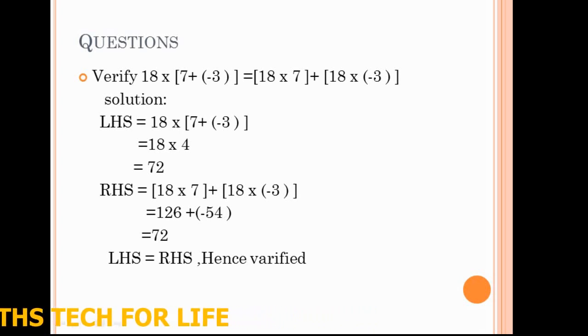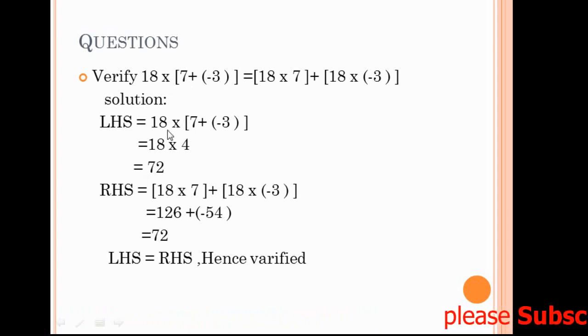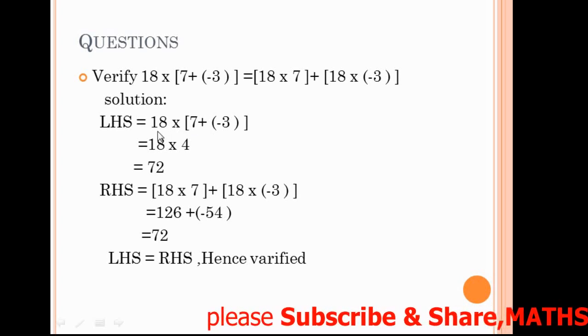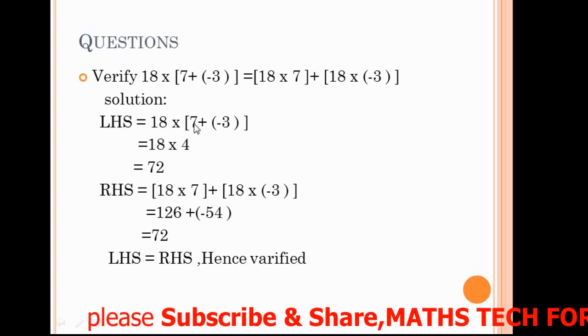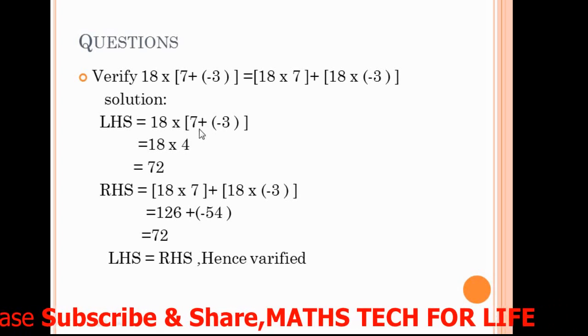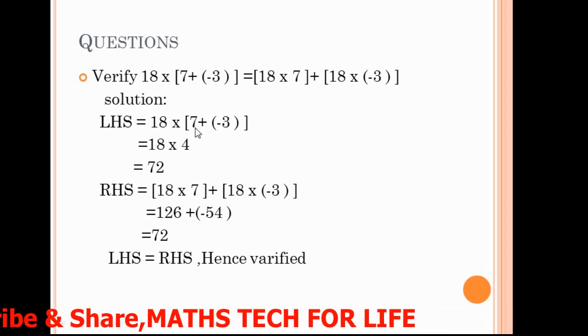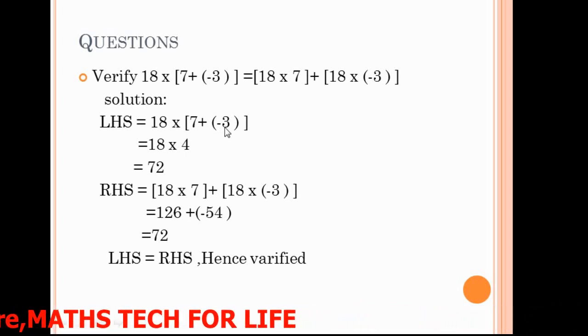For that, first I am going to take the LHS part, 18 multiplied by 7 plus negative 3. Here, if you want to find the product of this one, first you take the first number 18, but you have to give the first preference always to the numbers inside the bracket.